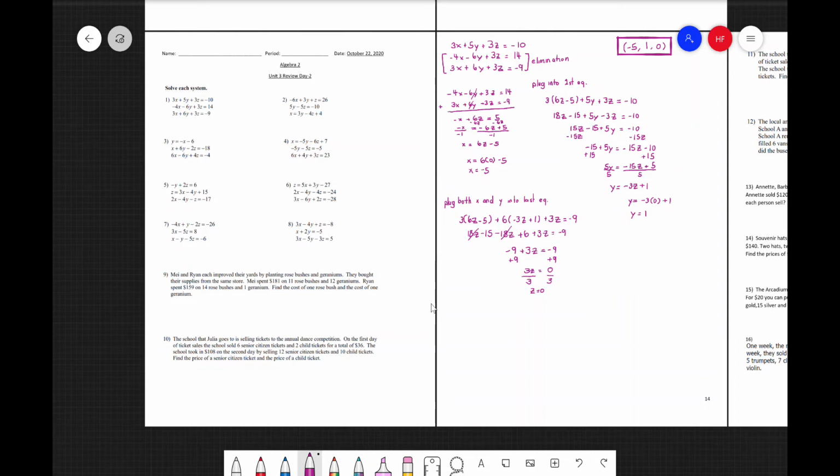So number 9 says, May and Ryan each improved their yards by planting rose bushes and geraniums. They bought their supplies from the same store. May spent $181 on 11 rose bushes and 12 geraniums. Ryan spent $159 on 14 rose bushes and 1 geranium.